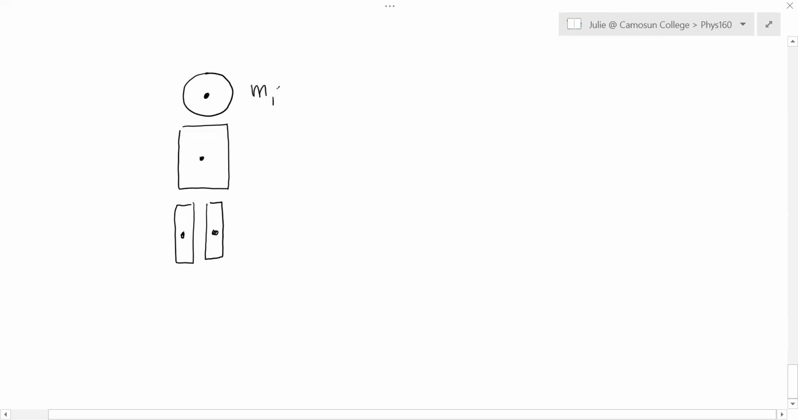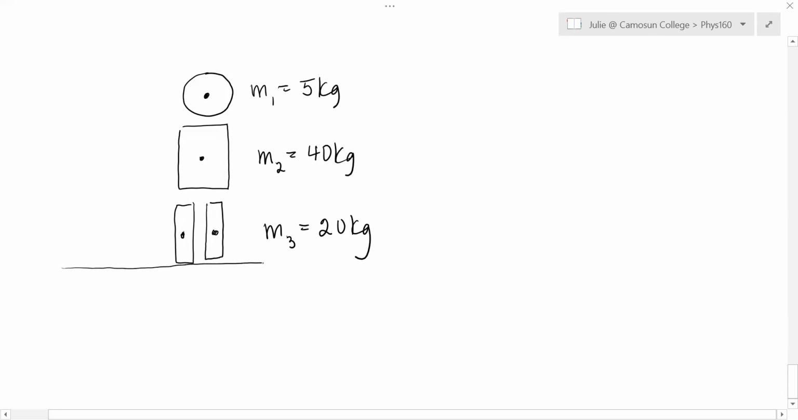So we'll call this one M1, will be 5 kilograms for your head. M2, your trunk will be 40 kilograms. And your legs together will be 20 kilograms. Okay, now obviously it's symmetric side to side. We could just call this the X axis. And then there will be the Y axis. So we know it's at X equals 0 through the center. The question is, how high is it from the ground up?